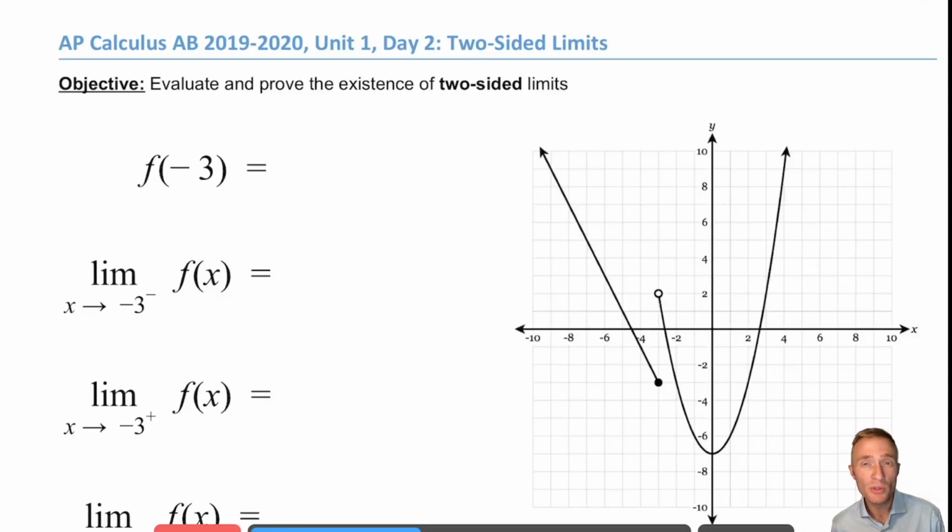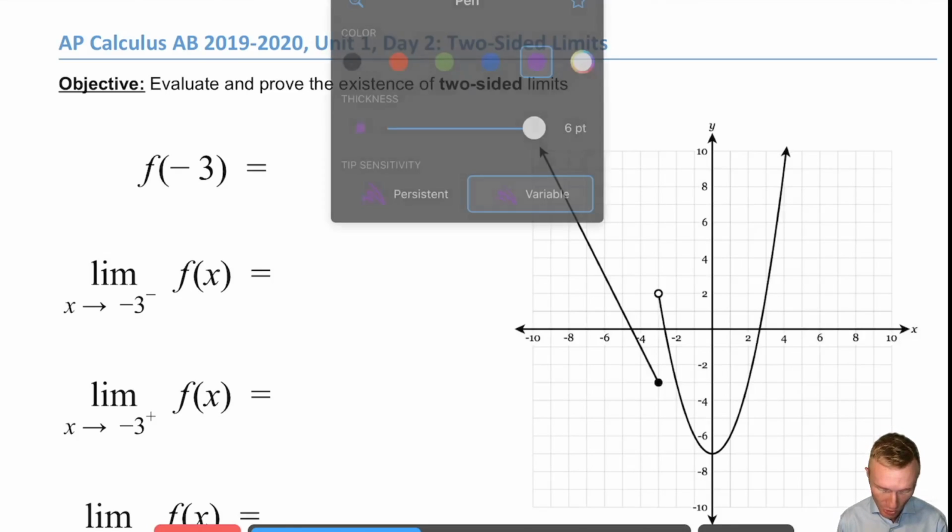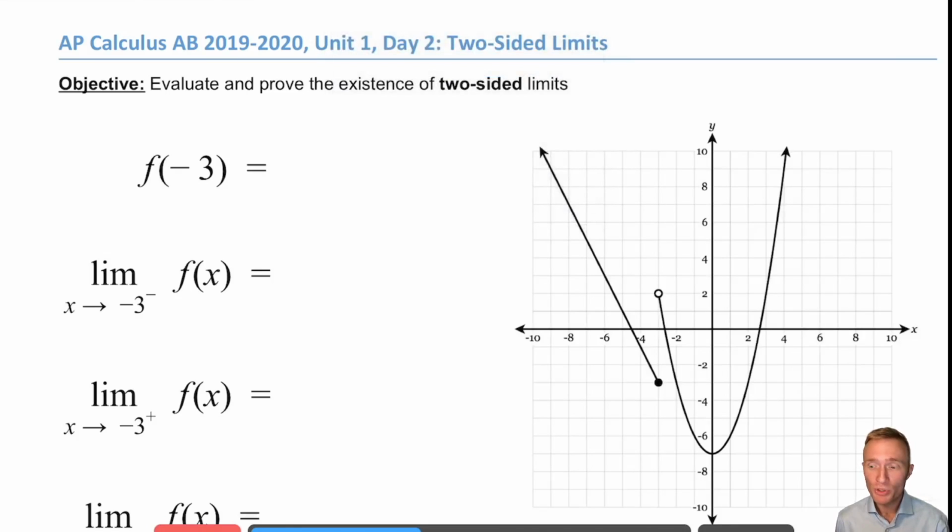Day two. Day two is all about two-sided limits. Today's objective is to evaluate and prove the existence of two-sided limits, extending our knowledge from day one of one-sided limits. So we'll see what I mean by two-sided in just a moment. We'll start off with a quick review.